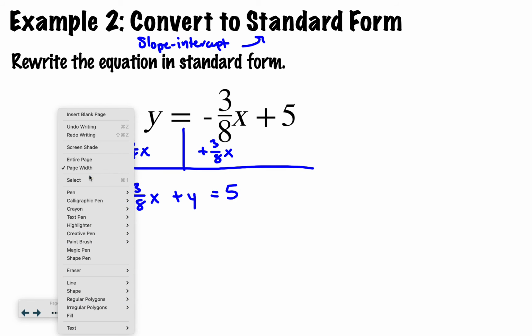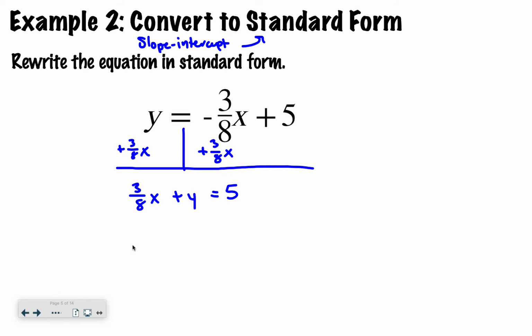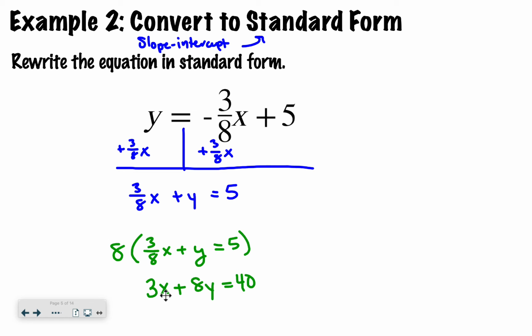And I still don't like having fractions with my standard form. So what I'm going to do is multiply everything again by the number that's in the denominator, or the bottom of that fraction. So 8 times 3/8 is just 3x, plus 8 times y is 8y, equals 8 times 5, which is 40. And then I check to see my A is positive. It looks like I am good to go. So I can put my box around that and move on.